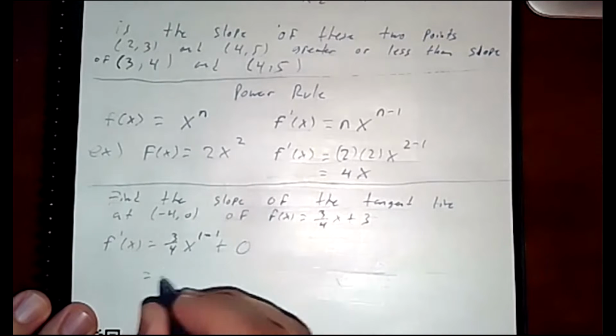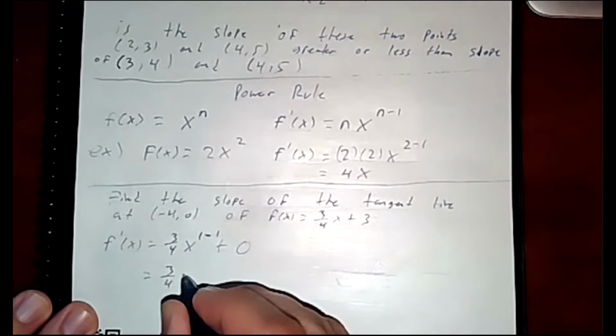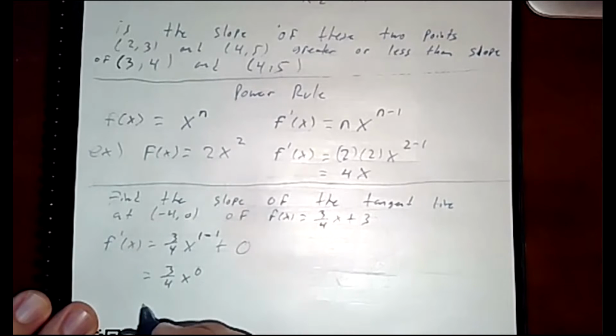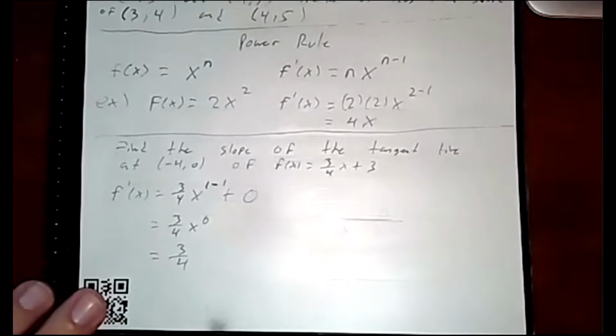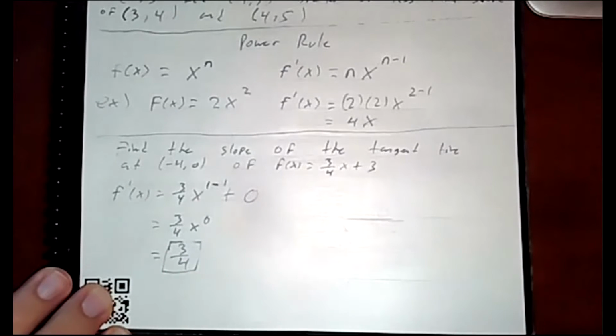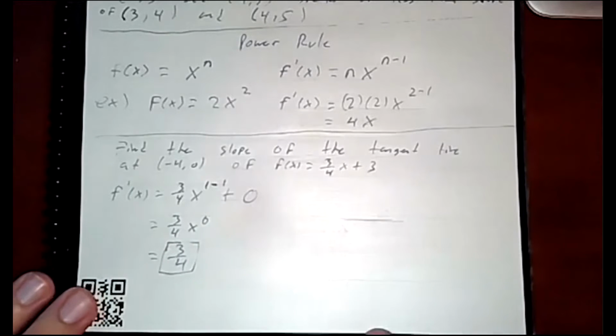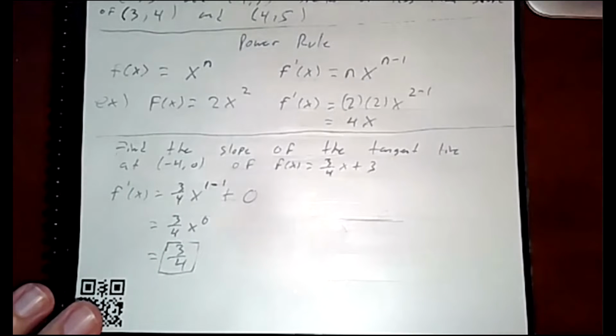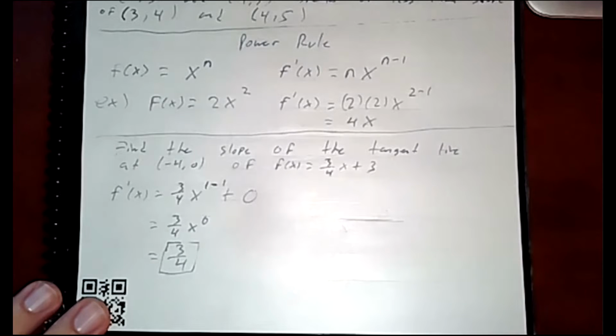So now you're going to end up with 3/4 x to the 0, and anything to the 0 is 1, meaning your derivative is actually just the slope because it's a basic line. So it's not that interesting. So we're going to do this on a harder question, so it makes a little bit more sense. But back to this specific question.